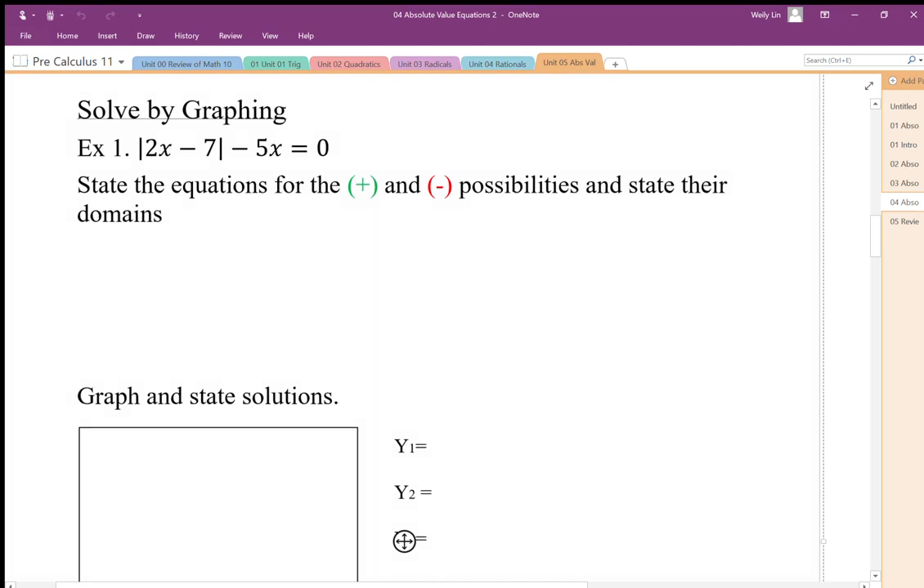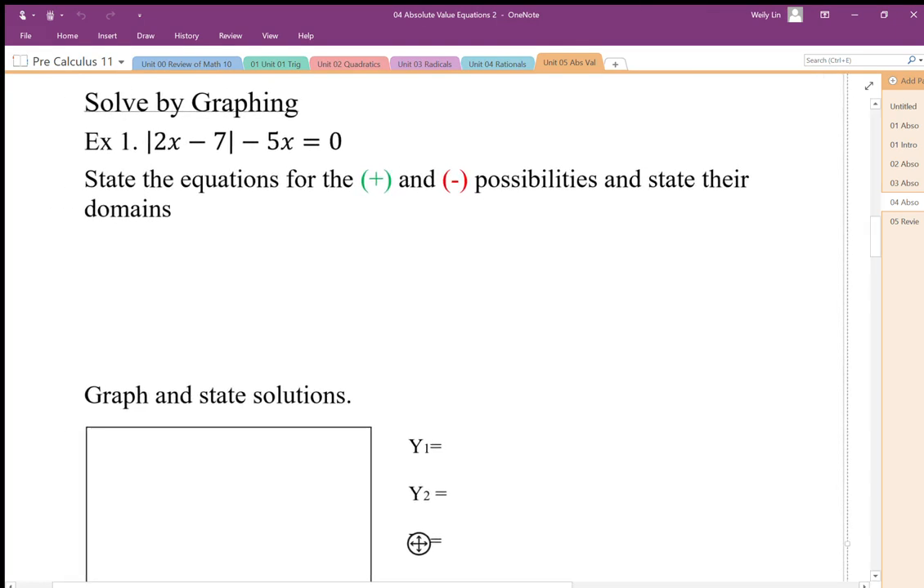So we can look at these equations and think of what these solutions look like from the graphing perspective. When we do this, we need to be able to state the positive and negative possibilities, which gives us the domains of the piecewise functions. So when we look at the positive possibilities, I have to think of what the domain is going to be. The domain is when the inside is positive.